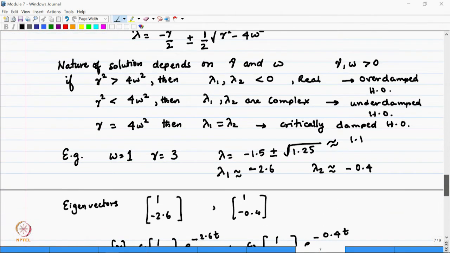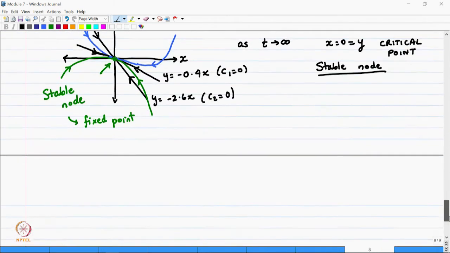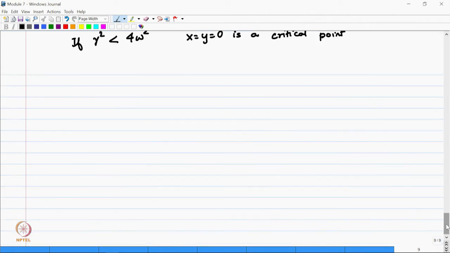Let us look at another case where gamma square is less than 4 omega square. So, what does it look like for gamma square less than 4 omega square? You can take certain values of gamma and omega, but I'll just show what the solution will look like in this case. Again x equal to y equal to 0 is a critical point. Let me just take the value of gamma equal to 1, omega equal to 2.